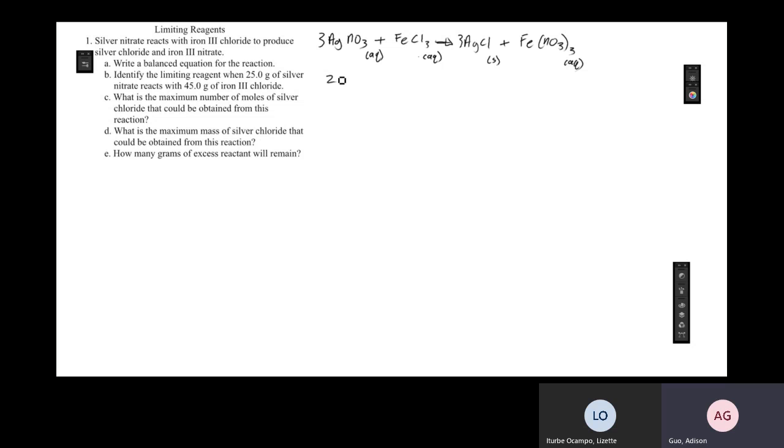Okay, let's see. Next step is find the limiting reagent. And they tell us we have 25.0 grams of this, and 45.0 grams of this. So first things first, what I usually like to do is turn our reactant into one of the products so we can compare the limiting reactant. In this case, I'm going to choose silver chloride because we're going to need that number for the rest of our calculations anyway. So, 25.0 grams of silver nitrate.